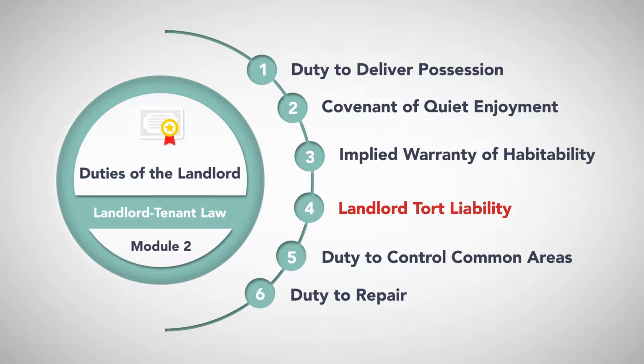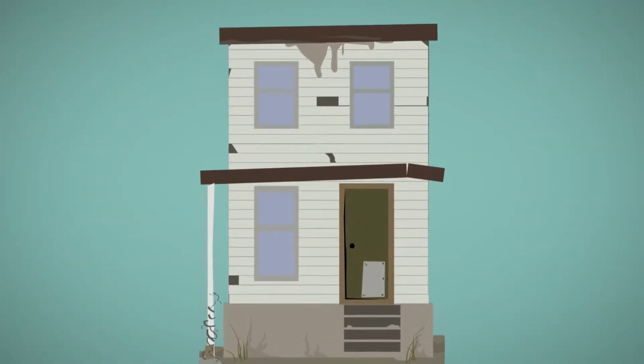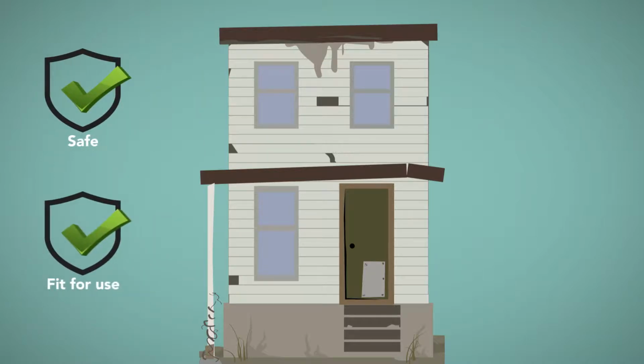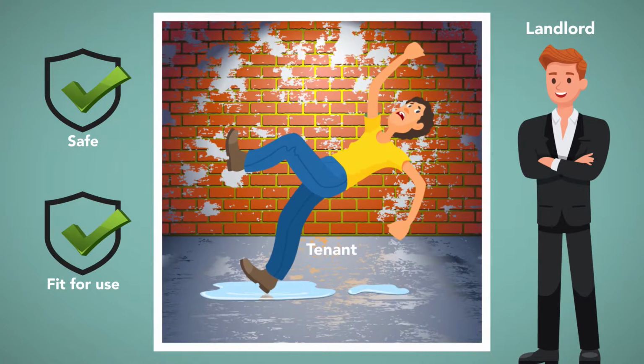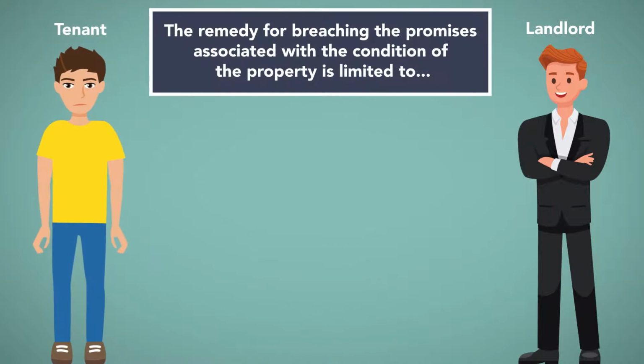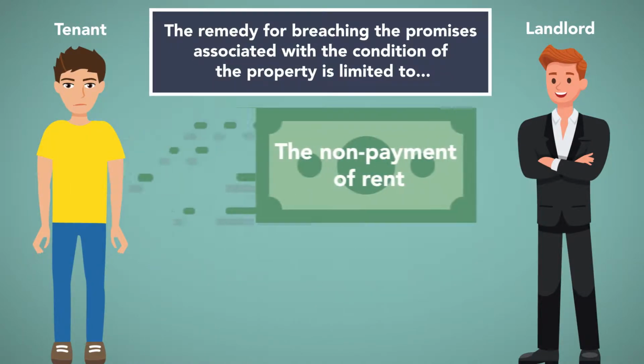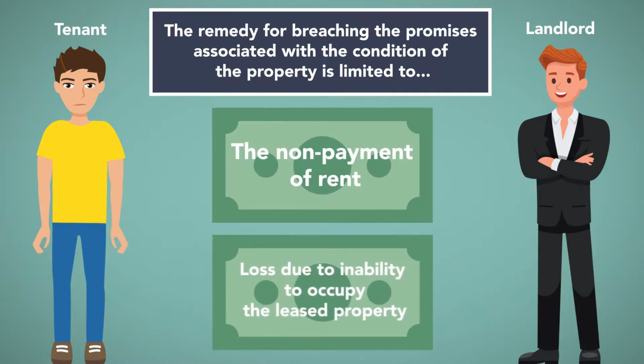Landlord tort liability. In addition to the duty to ensure that rental property is safe and fit for use, in certain circumstances, landlords may have liability for injuries suffered by tenants due to dangerous conditions on the property. The remedy for breaching the premises warranty associated with the condition of the property is limited to the non-payment of rent and loss due to inability to occupy the leased property.